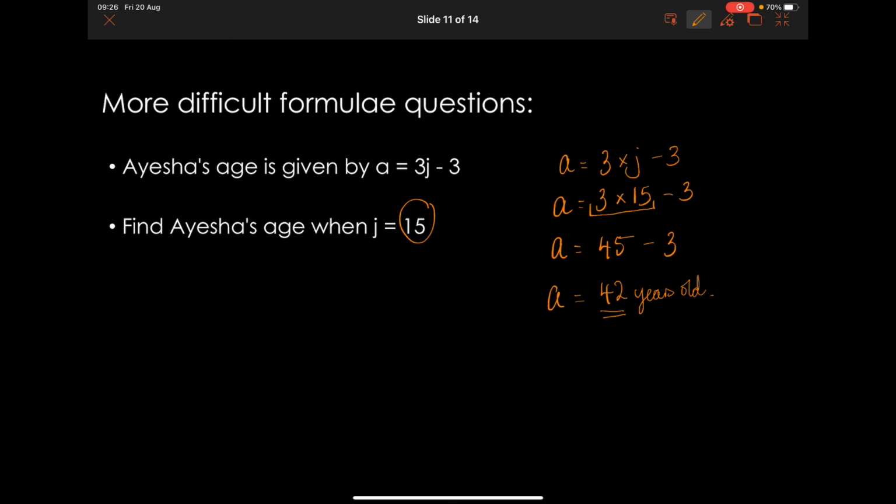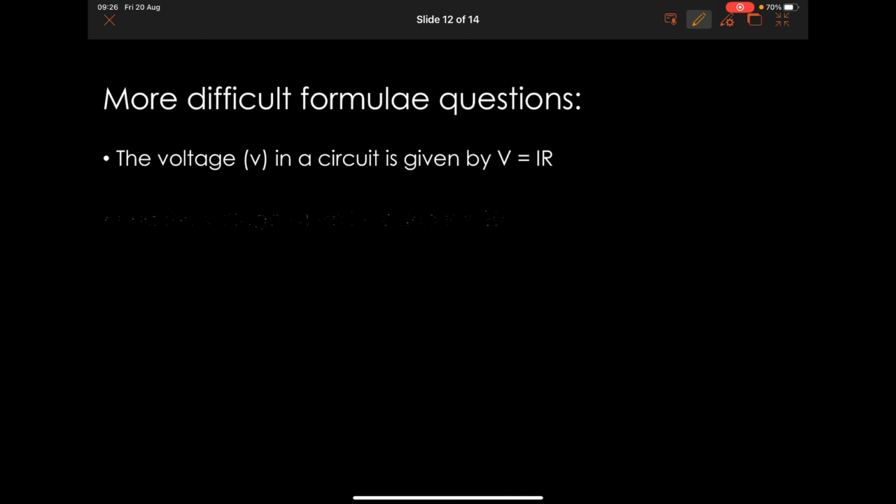Okay? Not too bad. All right, one more then. Another type of question that you might get. The voltage in a circuit is given by V equals IR. Find the voltage when I equals 2 and R equals 20. Again, pause the video and have a quick go at that one.